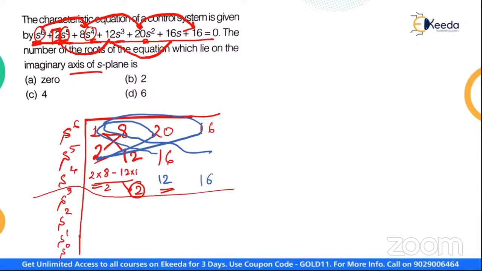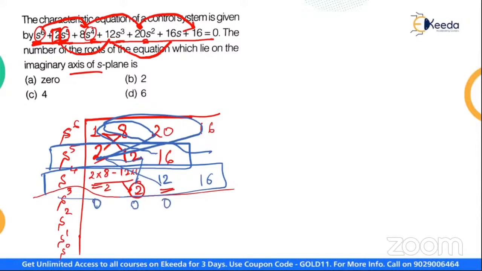Now see, here also you have got 2, 12, 16, which means definitely the next upcoming row will be nothing but 0, 0, 0. Is that right? Please tell me. Come on, see. 2 into 12 minus 2 into 12 upon 2 is nothing but 0. Again, here also the same old story, 0, 0, 0. Correct or not? Yes. So this is nothing but the s cube row, which is a row of zeros. Yes or no?